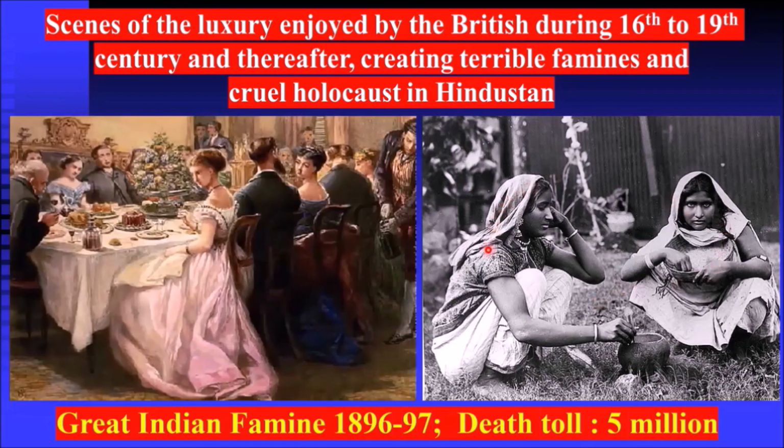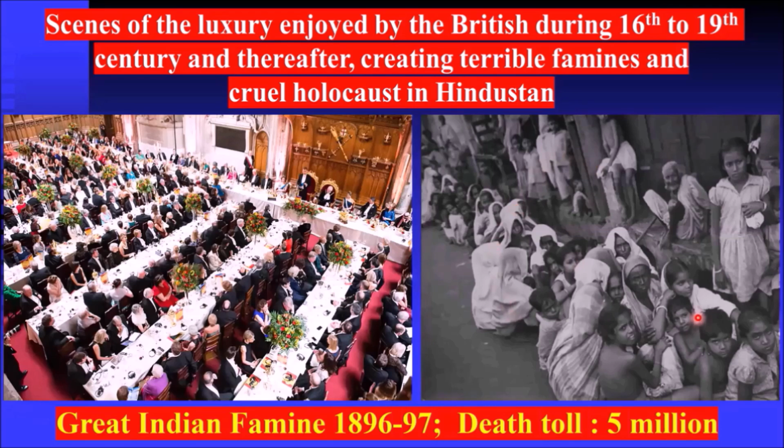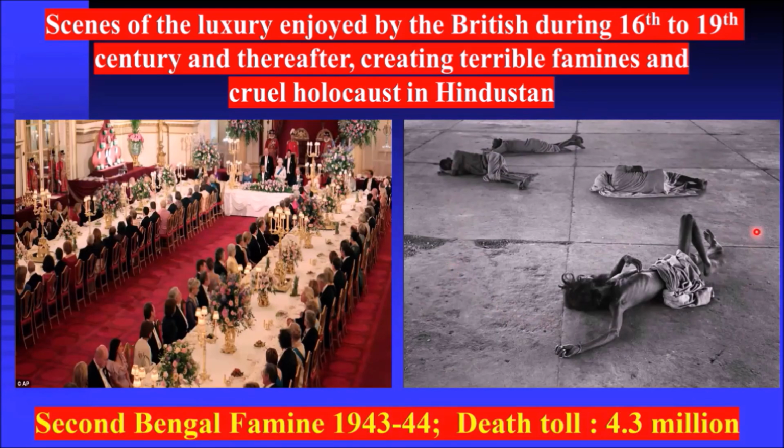Again, another scene of the Great Indian famine. Watch this scene and compare it to this one. Once more, another scene from the Great Indian famine. Please watch. These were people who were reduced to such a terrible situation by those who enjoyed this exaggerated luxury. Here you can see another scene of the Second Bengal famine of 1943, during which the death toll was about 4.3 million.